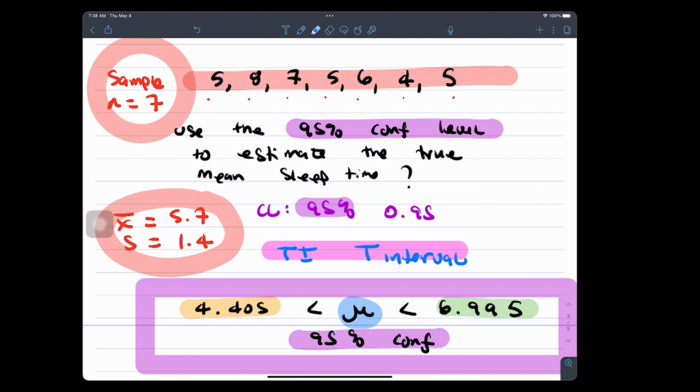What do you guys think? So based on this sample, you know what we can say? Students sleep between 4.405 hours and 6.995 hours. We can say this with 95% confidence. It's a small sample. We use the T interval for a small sample. What do you guys think? Is that impossible? I think it just means you have to practice with your TI.